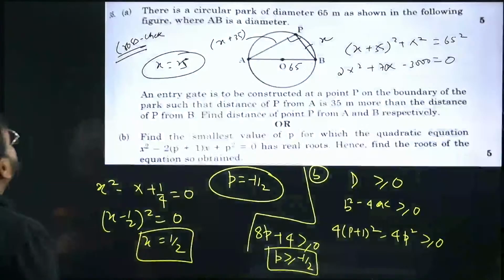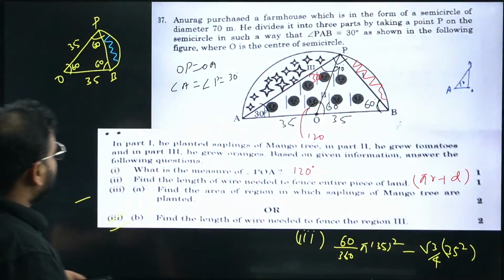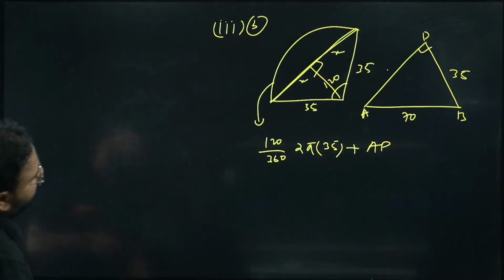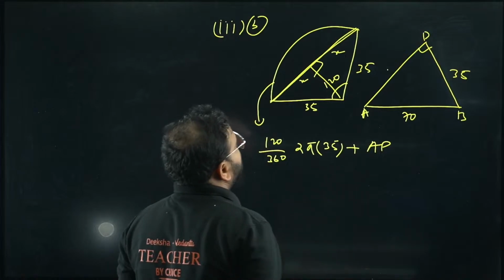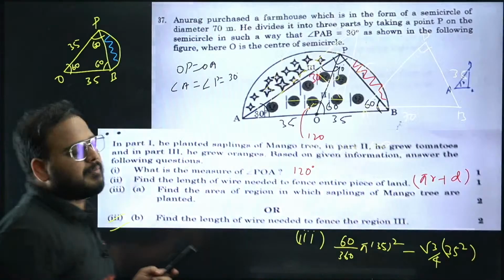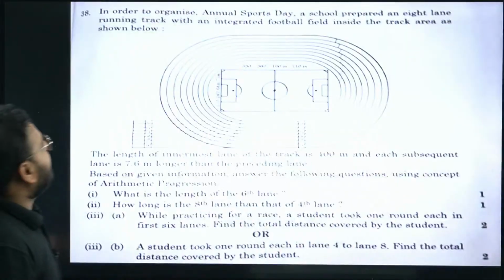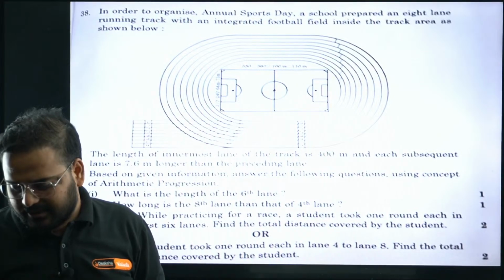Moving on now. So we have 36th done, now 37th. Yeah, it's done. Guys, please solve this part. Solve these calculations. How do you find AP? I already told you, 70 and 35 you can use for the part 3B section. And now question number 38. Let's solve this.